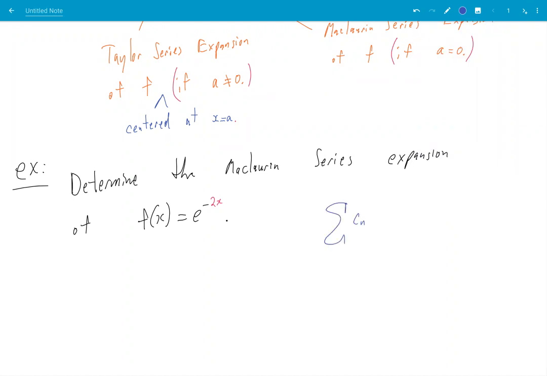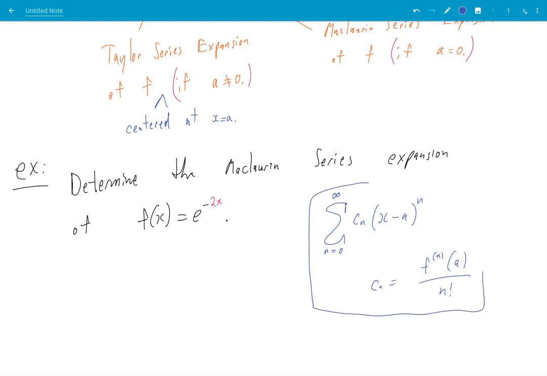power series here, the sum of Cn (x minus a) to the n, where n starts at 0 in this case. And Cn is given by this formula, f to the n with a plugged in, and don't forget to divide by n factorial. So that's what I want. And then Cn is given by this. Okie dokie.